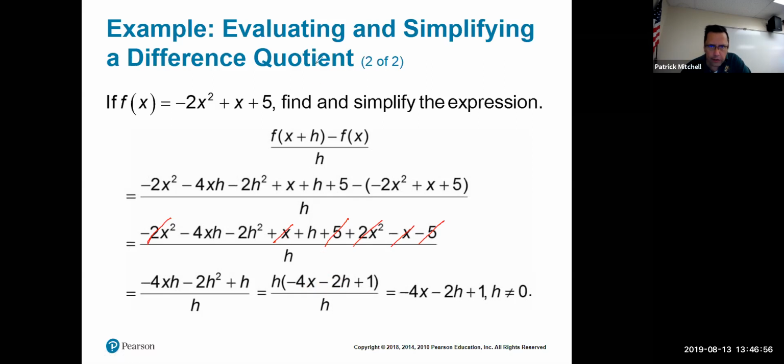And you can cancel your h from the top and the bottom, which leaves you with negative 4x minus 2h plus 1. And again, if you forget to write h does not equal 0, I will not get upset.